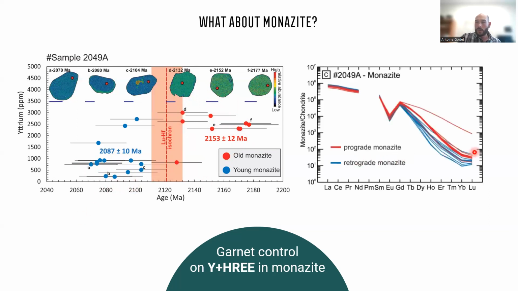If we look now at the heavy rare earth element content, we can see that the fractionation of the heavy rare earth element content is higher, the slope is higher, in the retrograde monazite, in that young population. So definitely garnet has a control on the yttrium and heavy rare earth content of monazite.